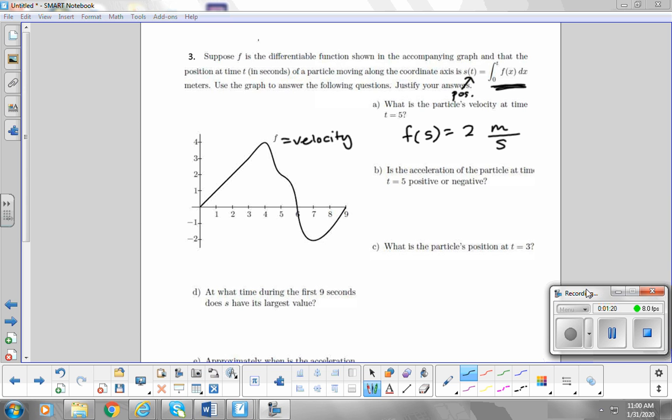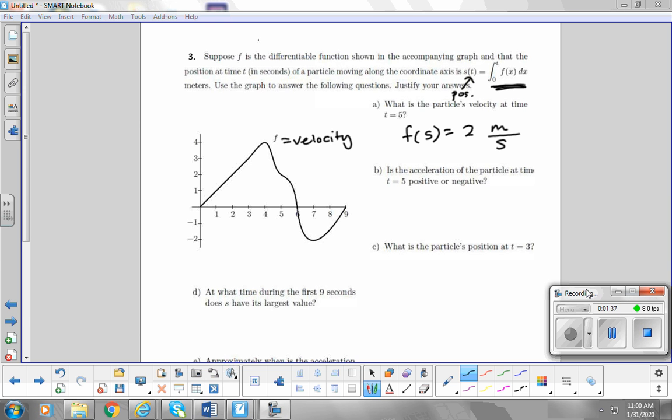What does it mean by justifying? Wait, so now, we're justifying it by, like, show your work. f of x is the velocity function. That's the justifying.